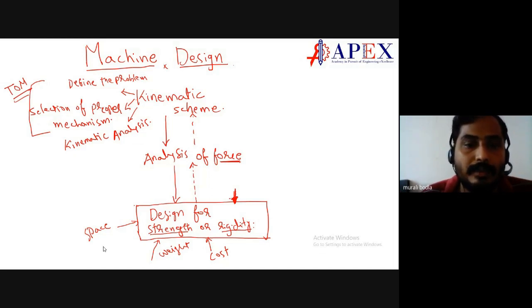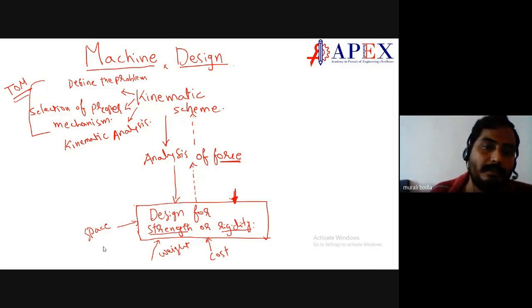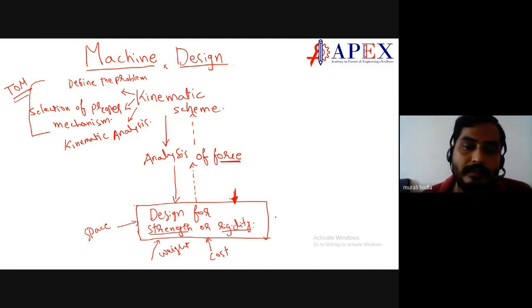So many things happen. So you will have a limited space to play with, but that is not considered strength calculation or rigidity calculation, isn't it? So that also plays a role, and also the environment in which it is going to operate.